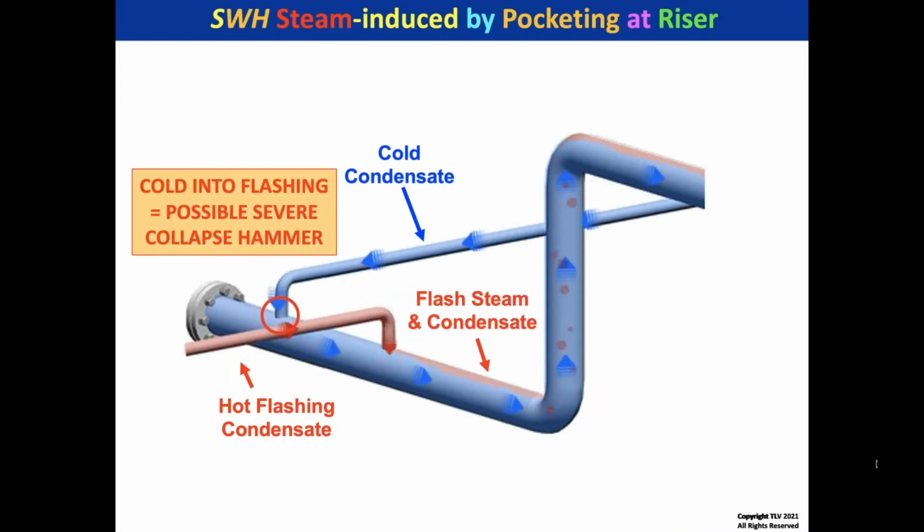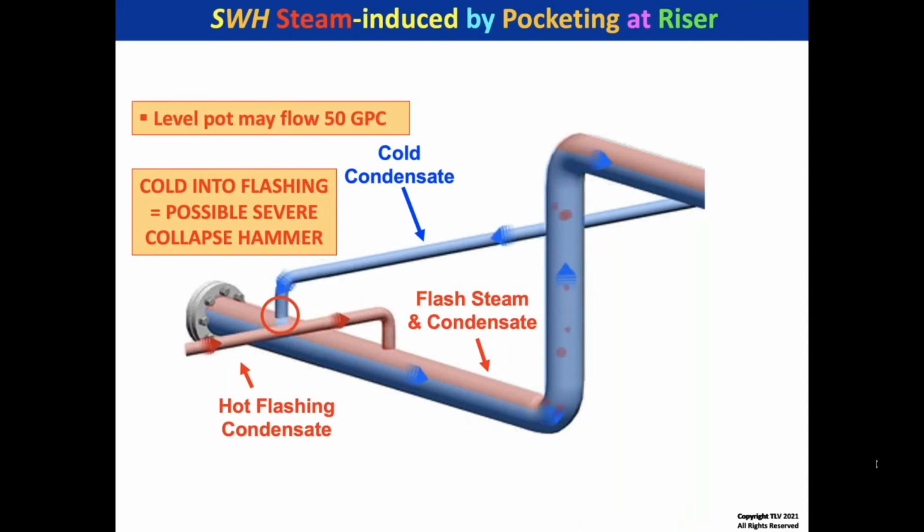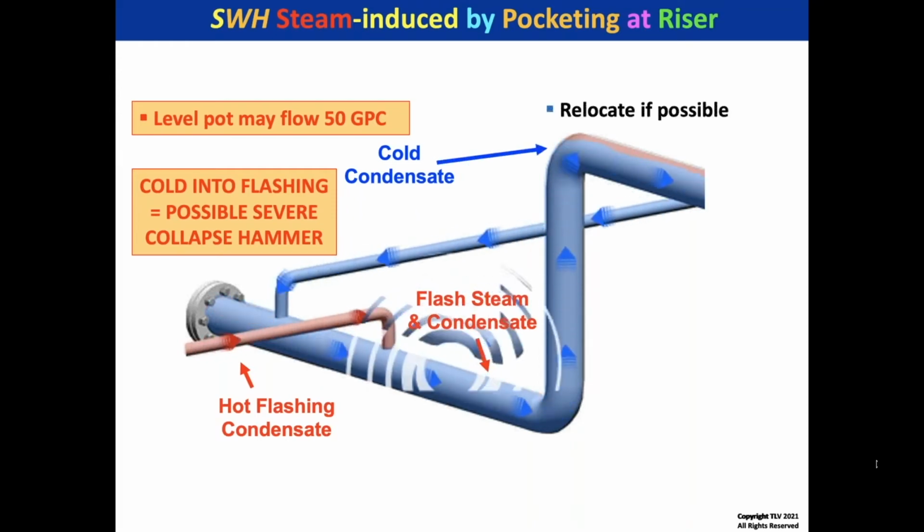to create some collapse hammer, particularly if you come from a level pot, which, you know, a level pot should have a valve that modulates, but if it sends in a cycle, it can be 50 gallons from a cycle out of a level pot. That's a lot of condensate into the top of flash steam, creating collapse hammer. In this application here, it would be better if we could relocate that cold condensate to the top of the line and get gravity drainage, but most likely that's not possible.